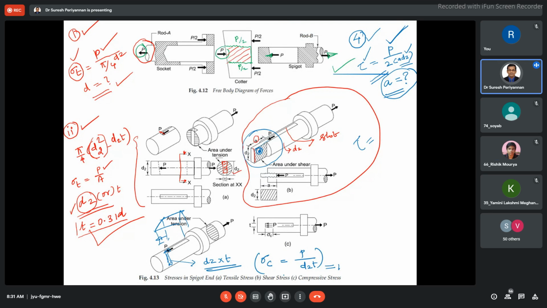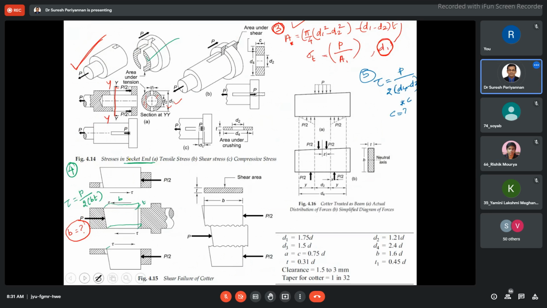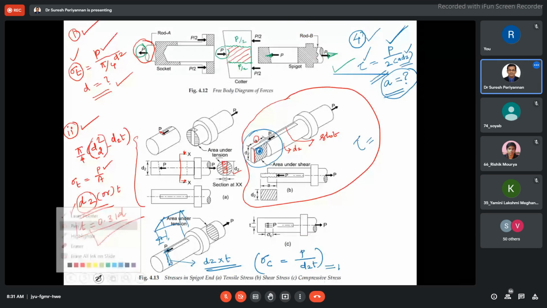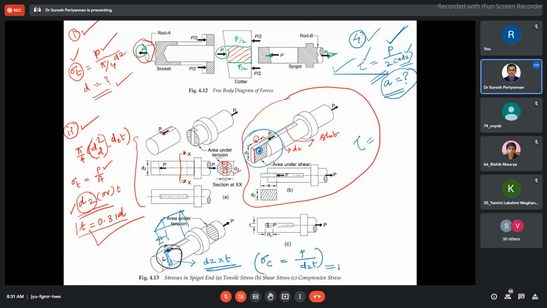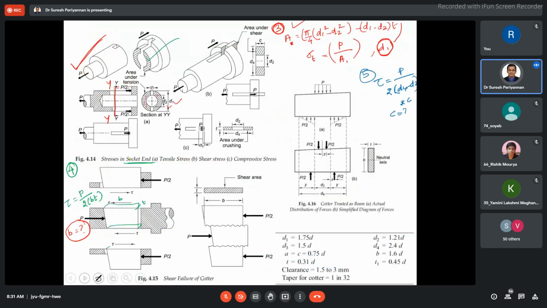Now, crushing failure in the socket. Come to the figure 4.13C, crushing failure. Now, where is the crushing failure? See here, in the socket, this region, crushing failure here. Similarly, in this socket, the crushing failure is going to be in this region. Please see my pen here. I am noting it down.